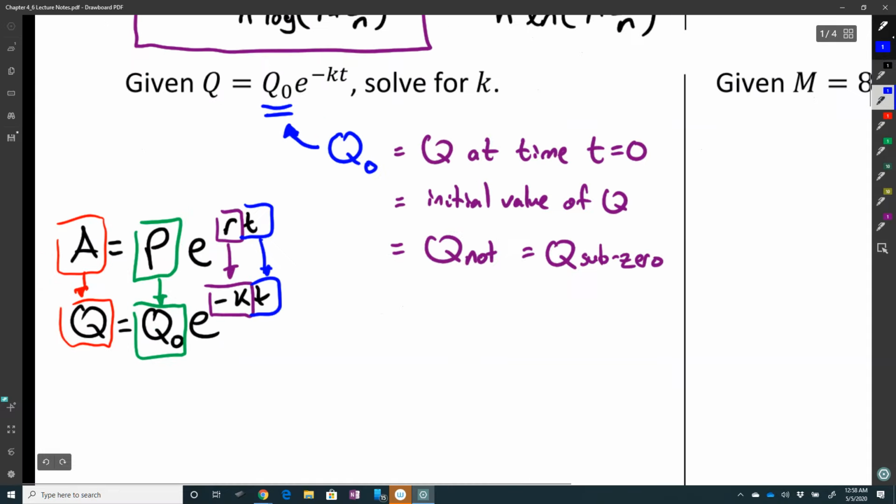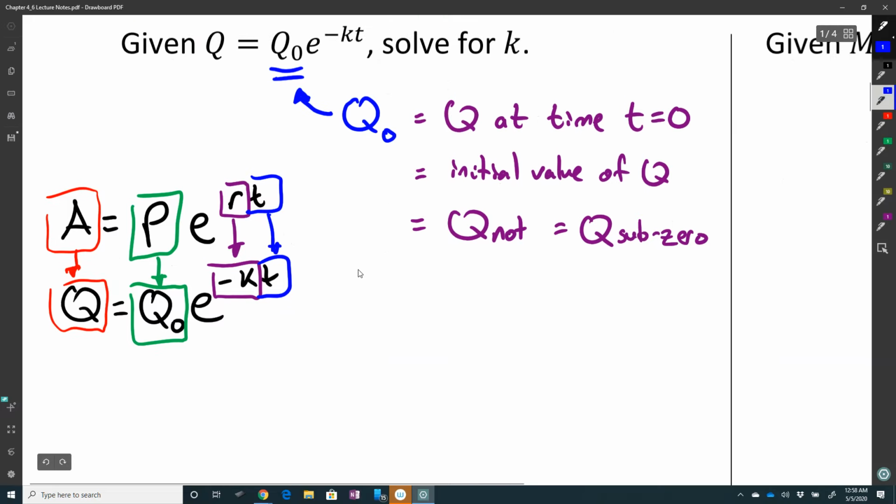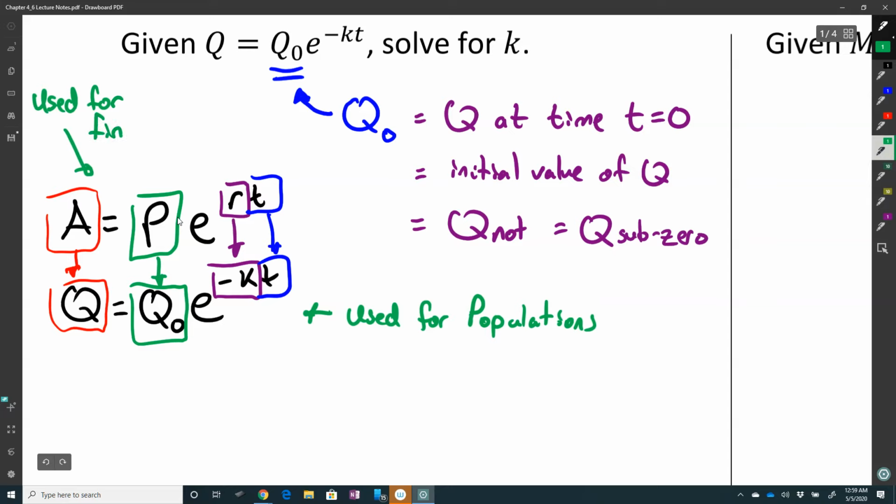But I just want you to know that they're the same equation. In math, or when you're dealing with money, you tend to use this formula. When you're dealing with populations, you tend to use this formula, whereas this one is used for finances. So different realms of math have different equations, but pretty much the same thing.